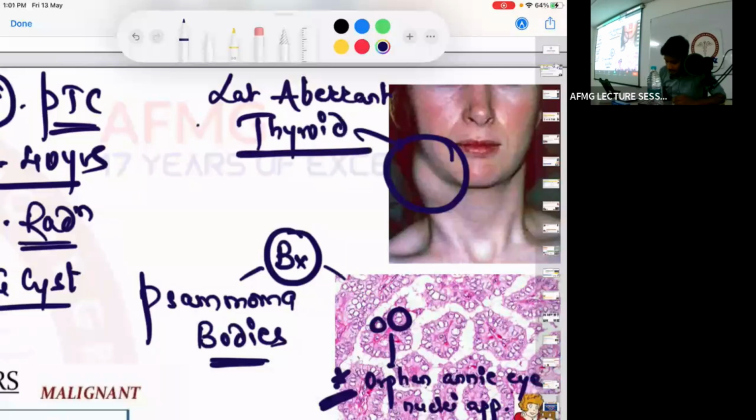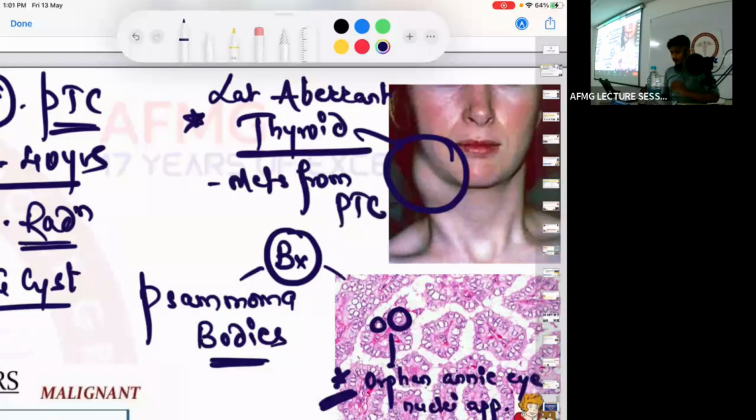So what is lateral aberrant thyroid? Metastasis from papillary thyroid cancer. This was a question. Okay, याद रखो. What is lateral aberrant thyroid? Metastasis from papillary thyroid cancer. ठीक है, no issues with this, याद रख लो.